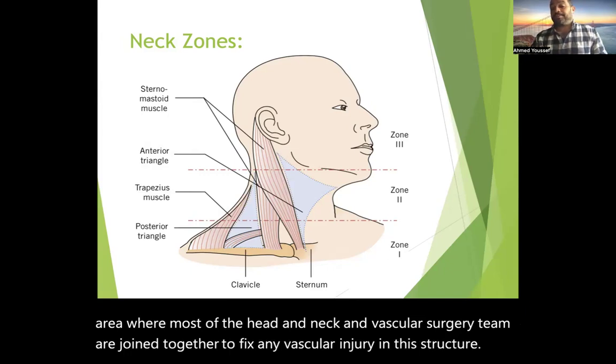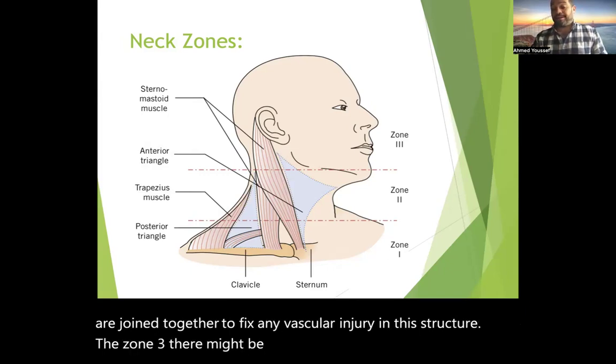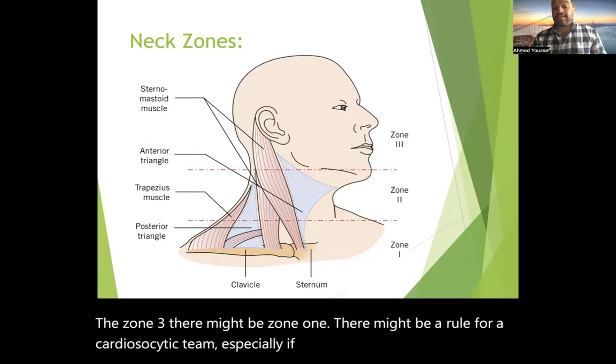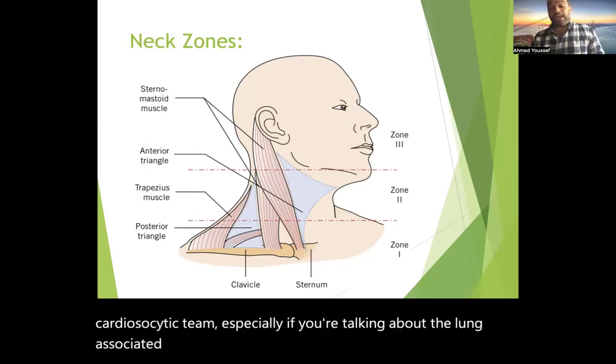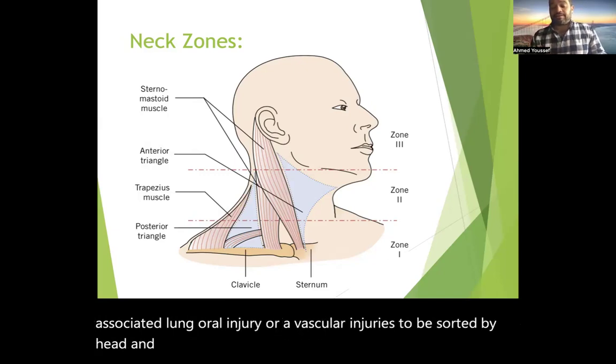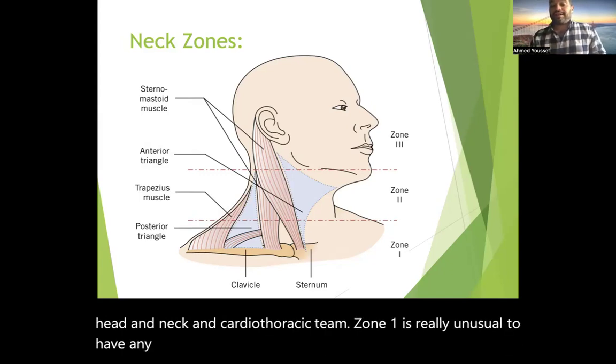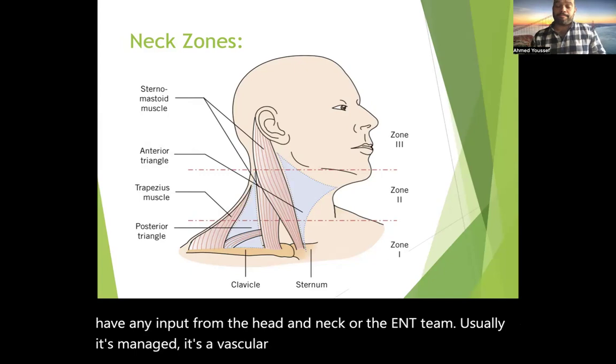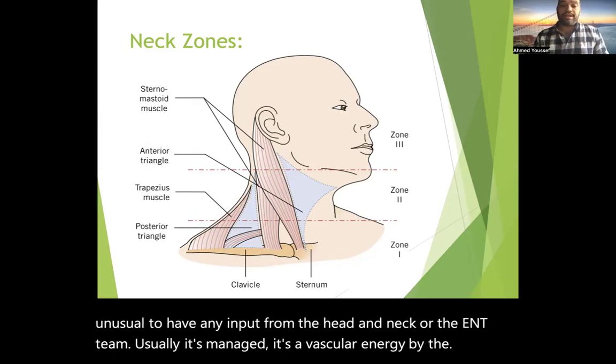Zone three, there might be zone one, there might be a role for a cardiothoracic team, especially if you're talking about a lung, associated lung or pleural injury, or a vascular injury that needs to be sorted by the head and neck and cardiothoracic team. Zone one is really unusual to have any input from the head and neck or the ENT team. Usually it's managed, as it's a vascular injury, by the interventional radiology team.